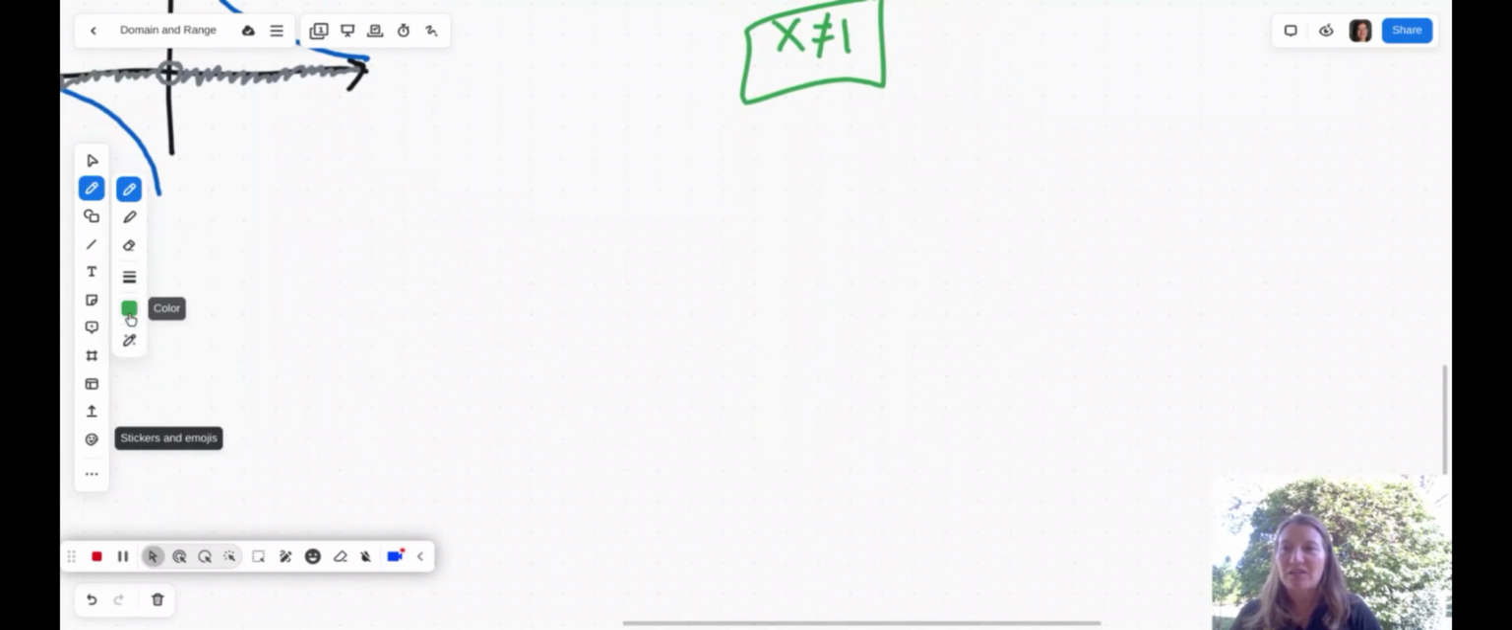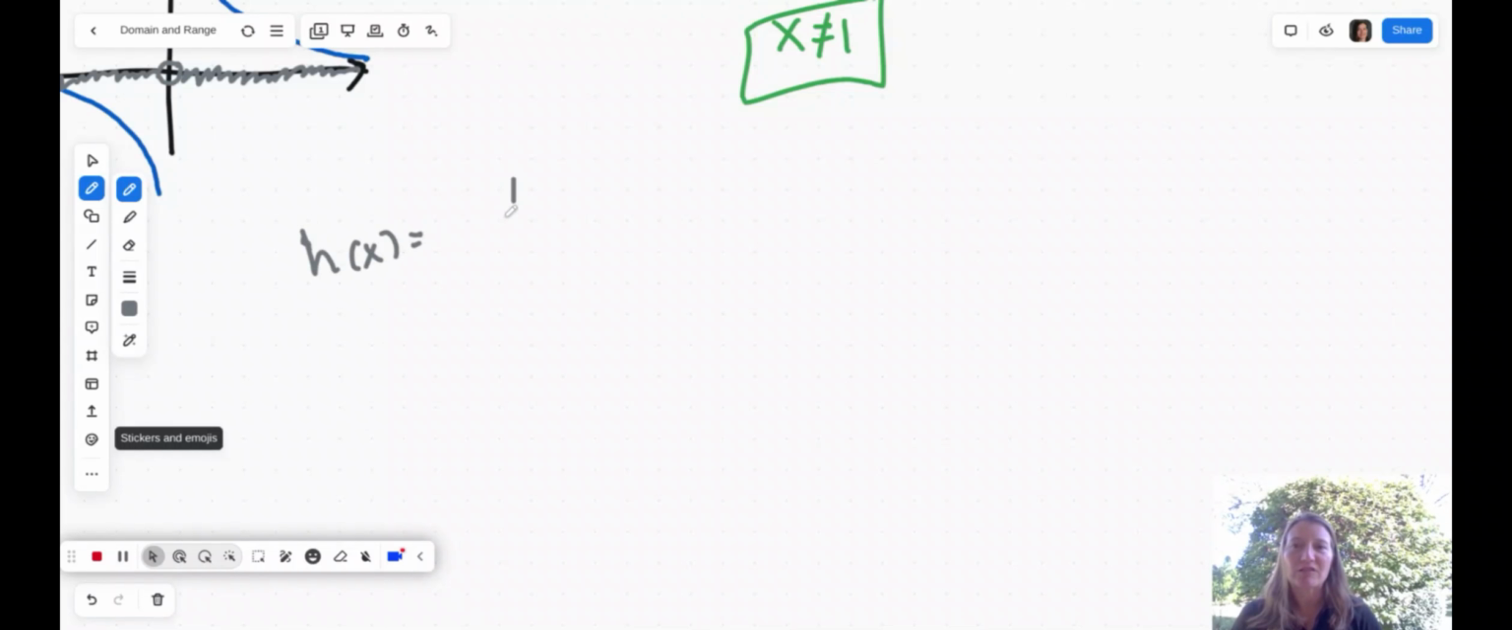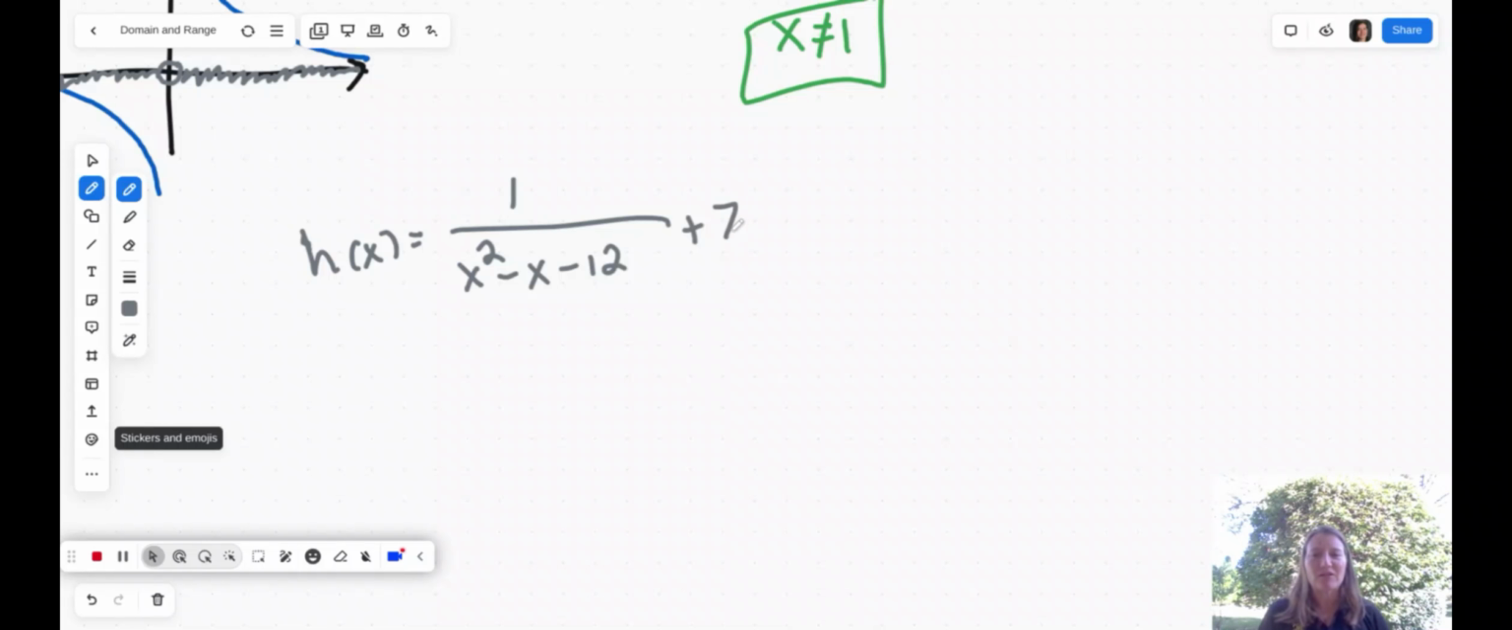Now that's easier said than done, because sometimes we're going to get functions, what have I used so far? H. Sometimes we're going to get functions, I'm just going to use one up here, where we have all kinds of things down here. I'm going to put a plus 7 on the end. Don't worry about that plus 7 on the end. Don't worry about anything on the top. All we care about is what's on the bottom. But I'm still asking the question, what would make this denominator equal to 0? And then those are the numbers that I have to exclude.